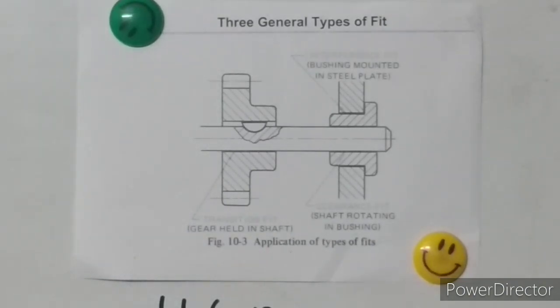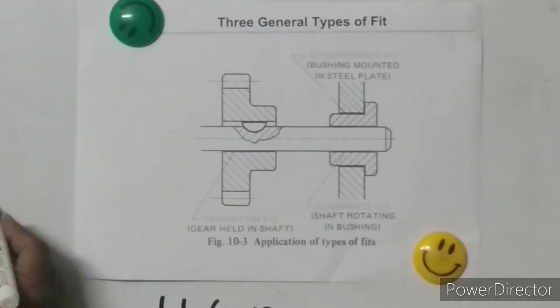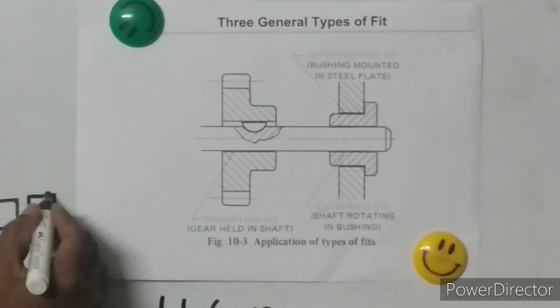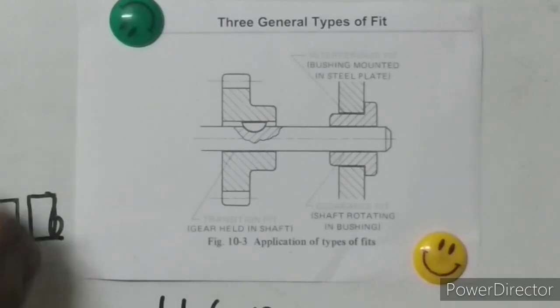The hole basis system is nothing but the basic size of the hole is kept constant, and then we vary the size of the shaft. The hole is kept constant, and the size of the shaft we are going to vary with respect to the hole. That is called the hole basis system.